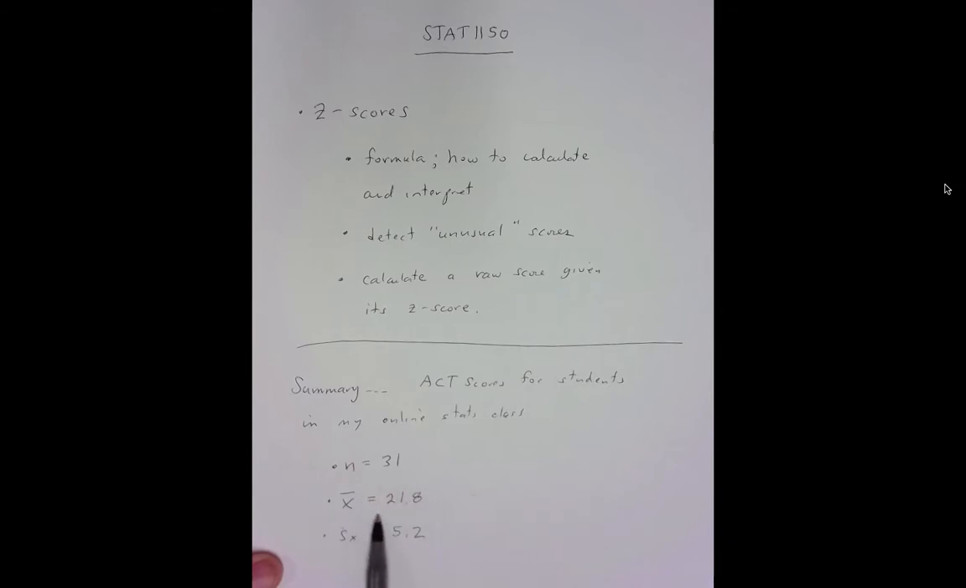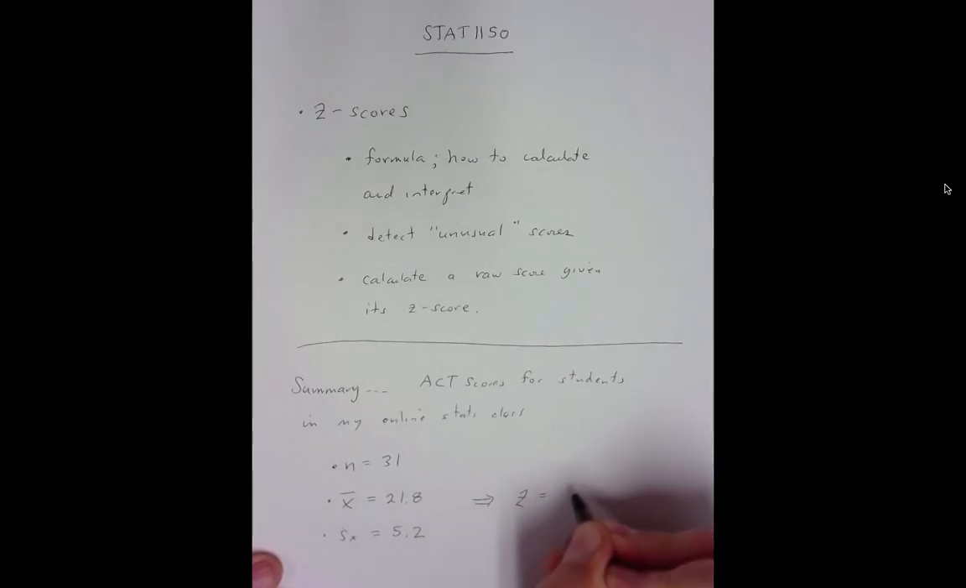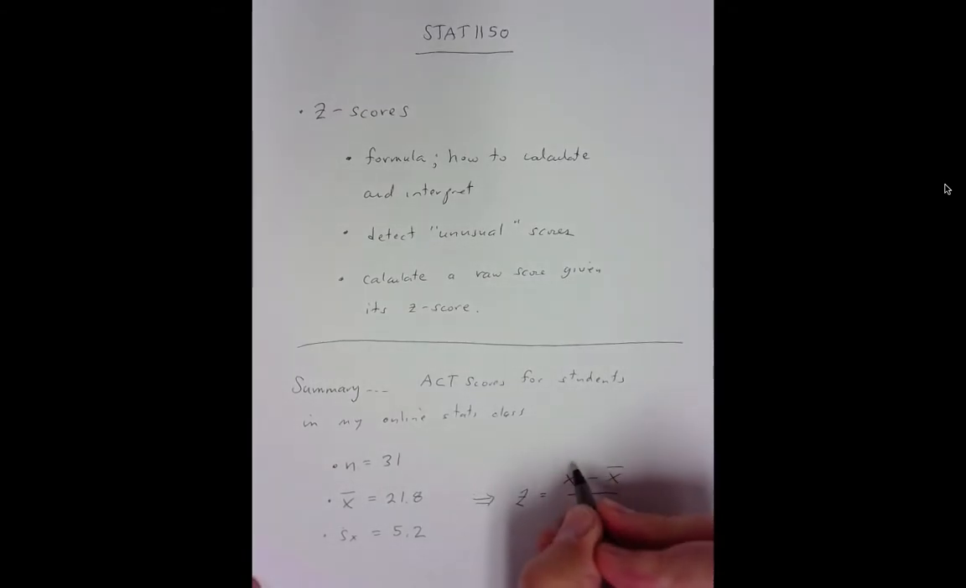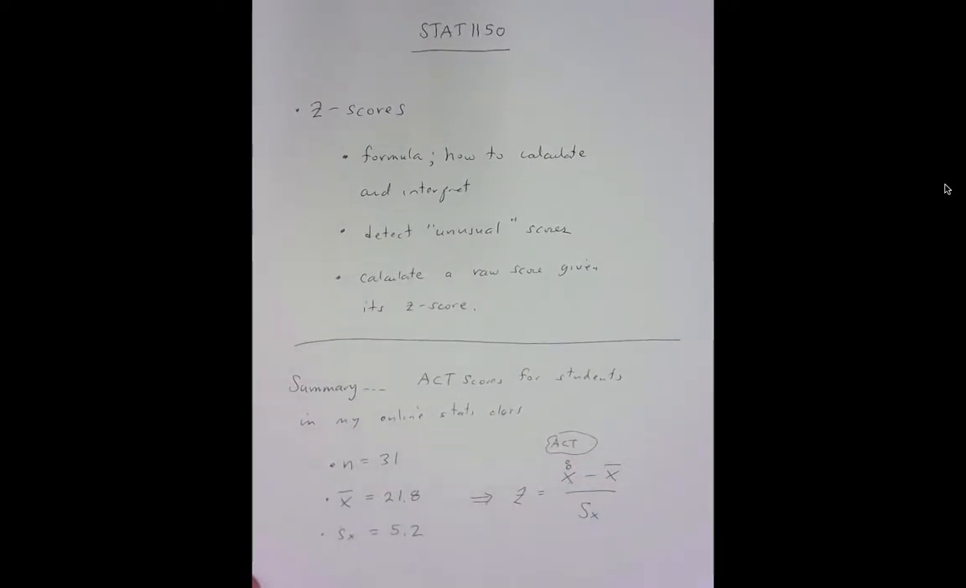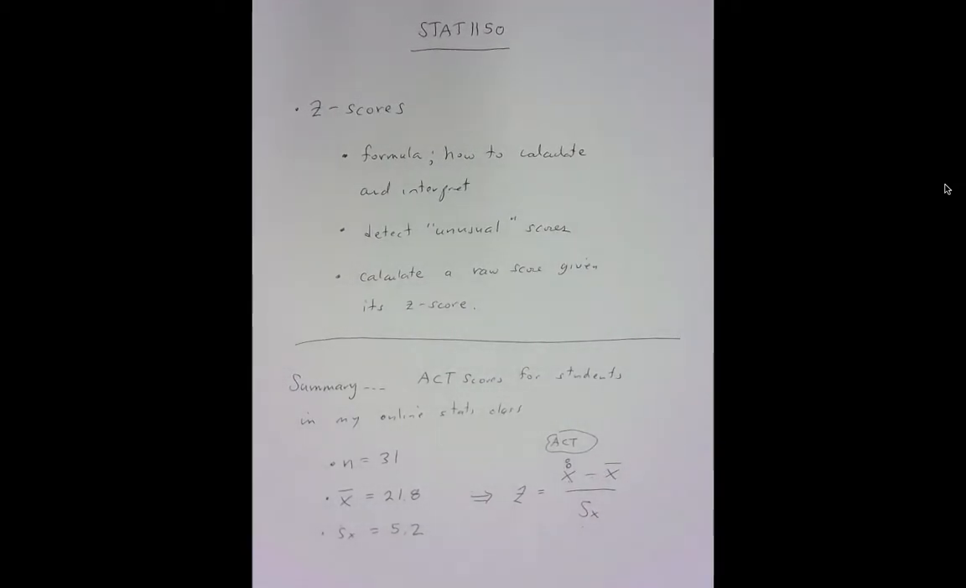So when we're measuring how far something is from the mean, we need to consider a standardized unit in terms of the standard deviations away from the mean. Well, put all that together, you get the z-score formula, which is just to take the raw score, which in this example would be a student's ACT score, minus the mean over the standard deviation.